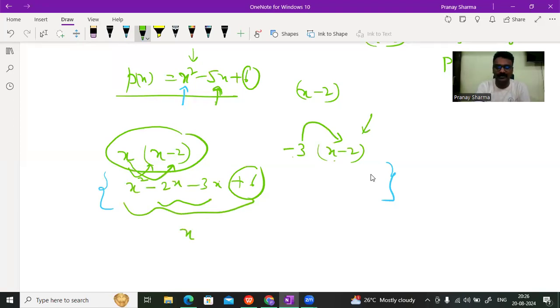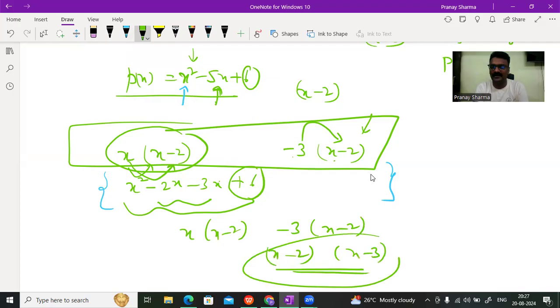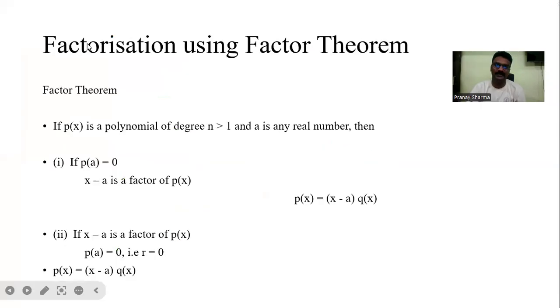That means you need to focus on only this particular part. X minus 2 and minus 3, x minus 2. I told you to take x minus 2 as common. If you scan it from left to right, x minus 3 will be treated as another factor. So that is it. With the help of factor theorem, we'll be able to identify what exactly the factors are. Let us quickly jump back to our slide now.